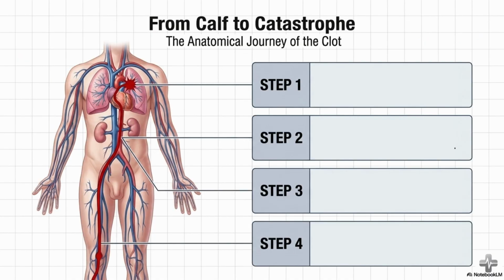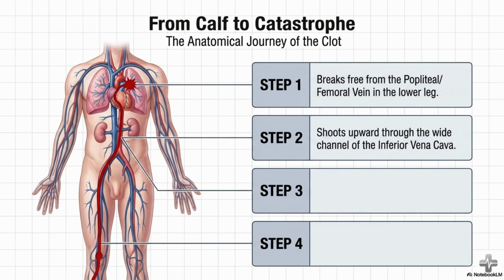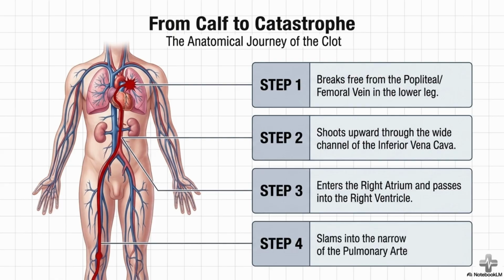Let's trace this path from calf to catastrophe. This is the anatomical journey of the clot. Step 1. The clot breaks free from the popliteal or femoral vein in the lower leg. Step 2. It shoots upward through the right channel of the inferior vena cava. Step 3. It enters the right atrium and passes into the right ventricle. Finally, Step 4. It slams into the narrow bifurcation of the pulmonary artery.